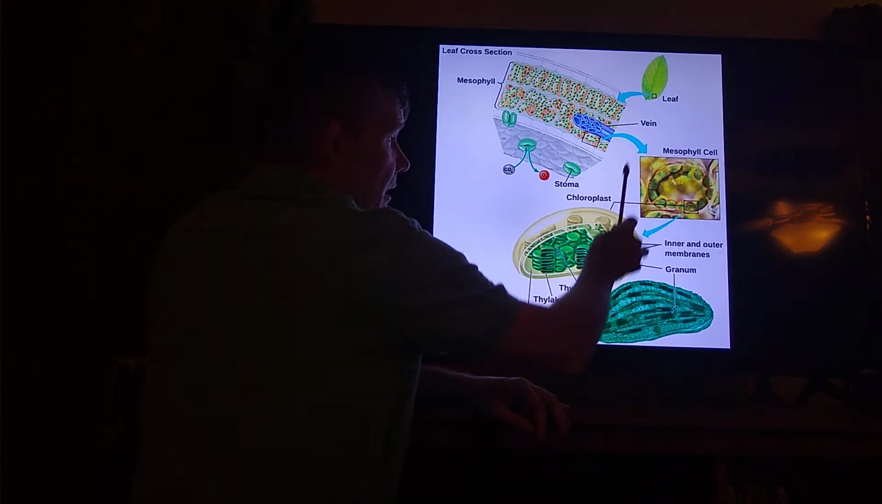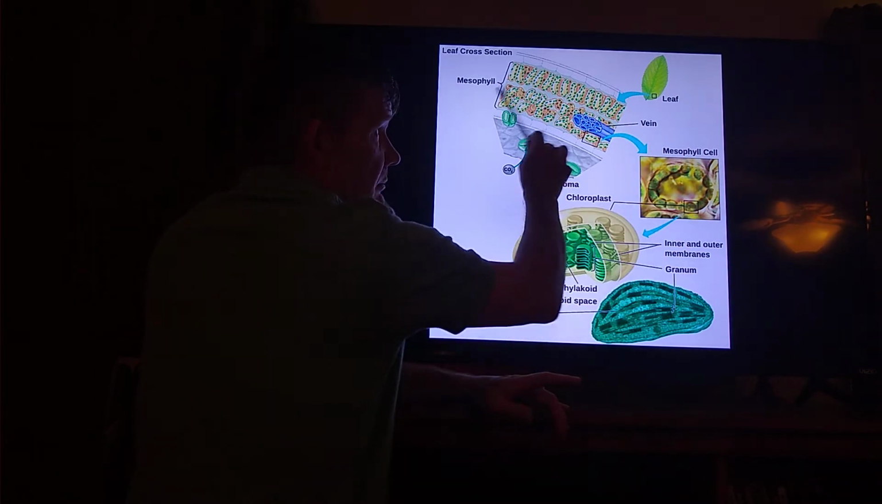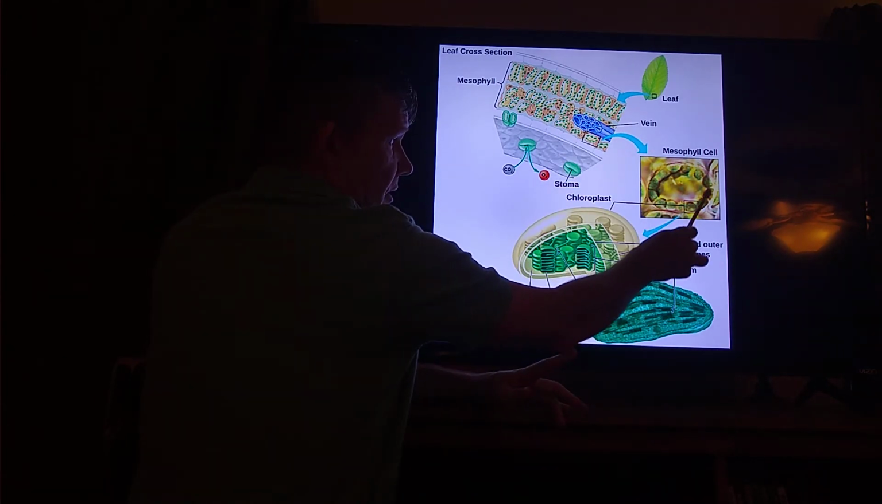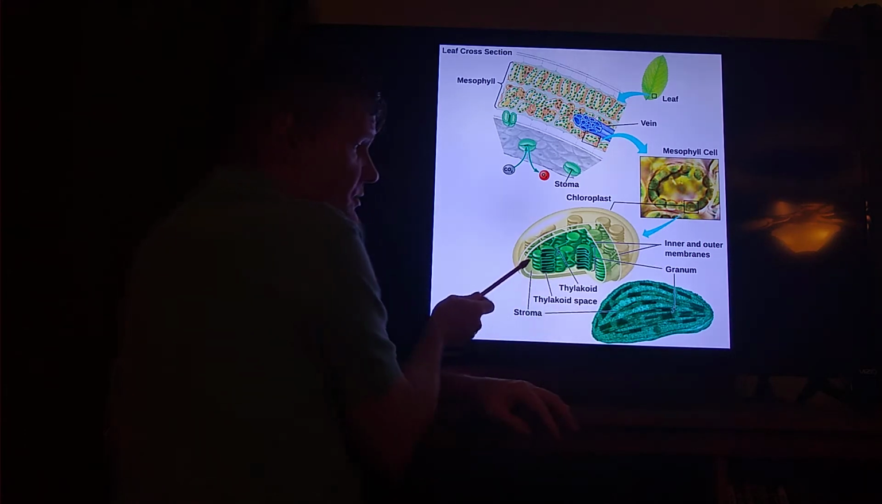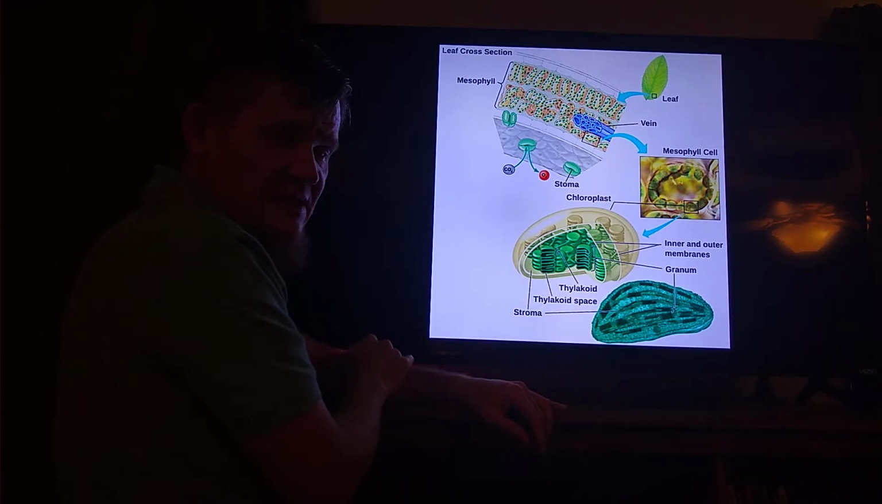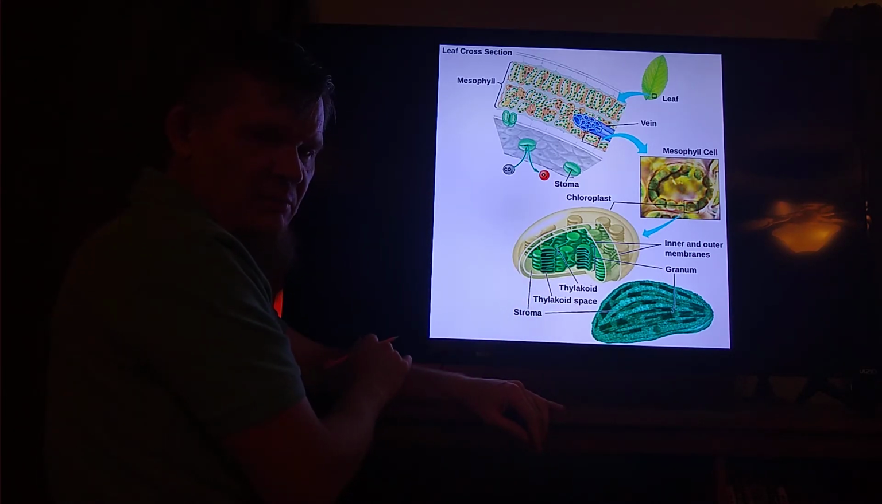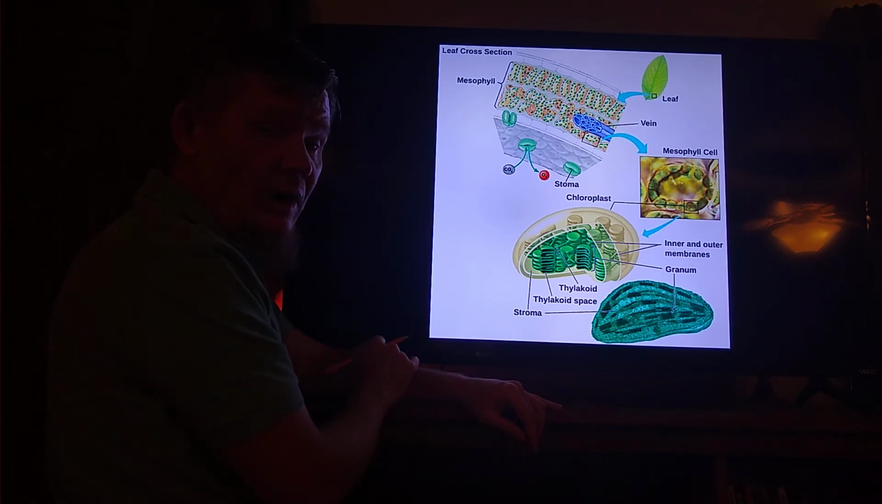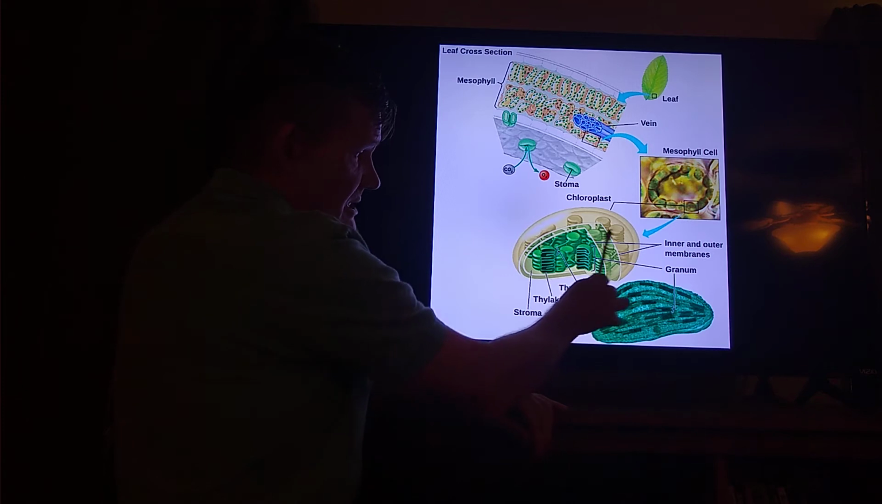This is a cell in the mesophyll. We see these green dots. These green dots are the chloroplasts. This is one chloroplast right here. And we said that it's got two outer membranes. We don't really care so much about the two outer membranes. What we really care about is that one inner membrane. That one inner membrane is this thing right here.